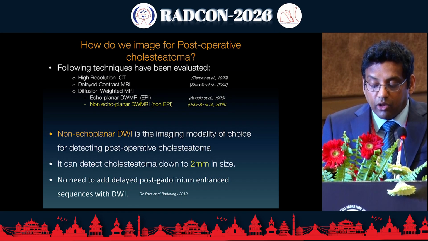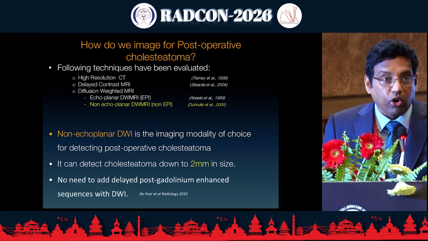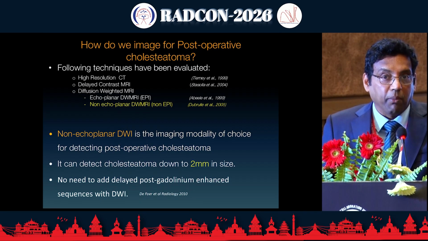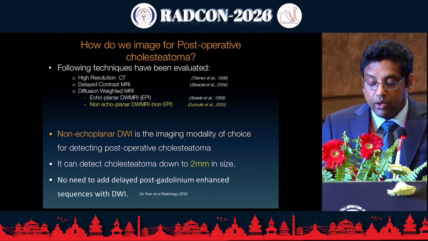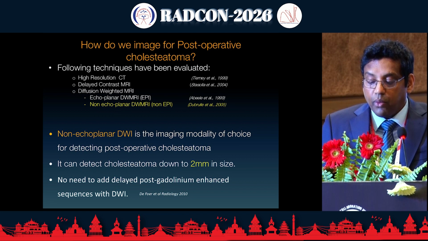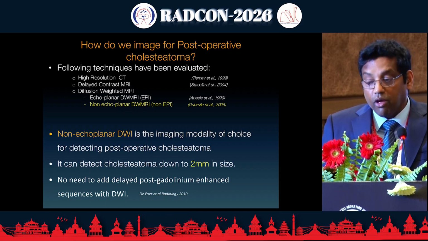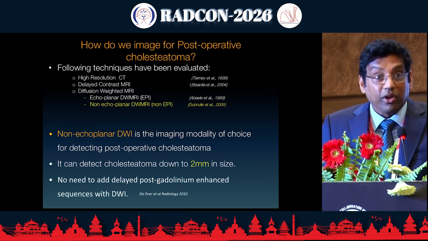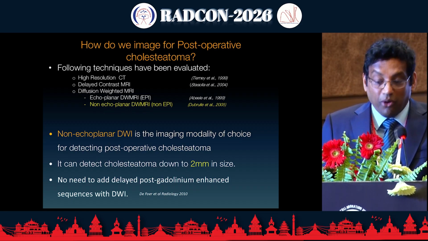So after the surgery, usually we do a mandatory relook surgery at 9 to 12 months. That's what they used to do in the past, until imaging came along, and we found a technique that can help with imaging, and this is the technique that's been evaluated. So far, we start with CT, useless. Delayed contrast MRI, not very helpful. Echoplanar DWI, not really helpful. And then we came with non-echoplanar DWI in 2005, and that was very promising.